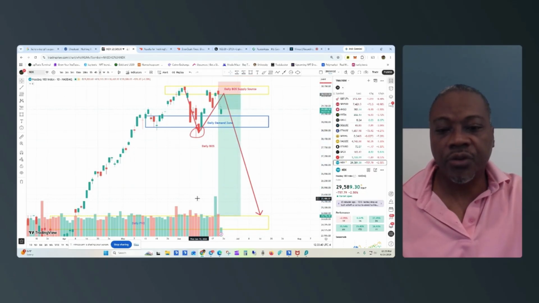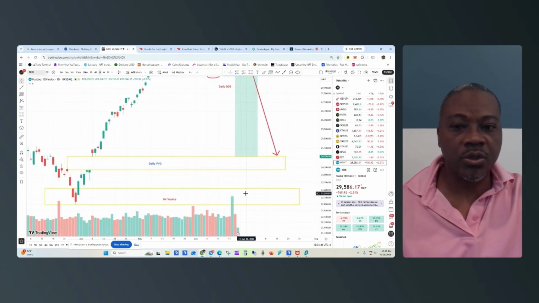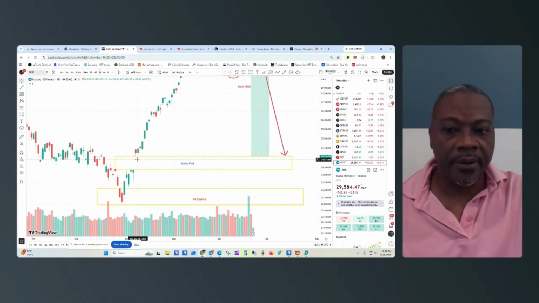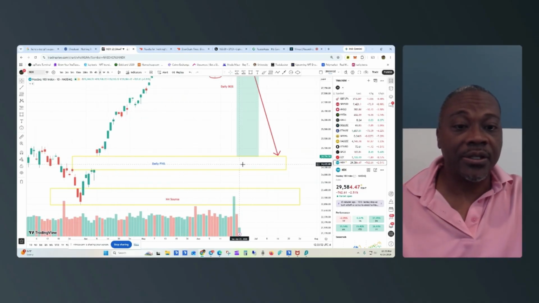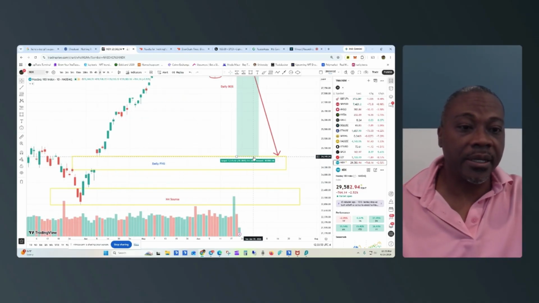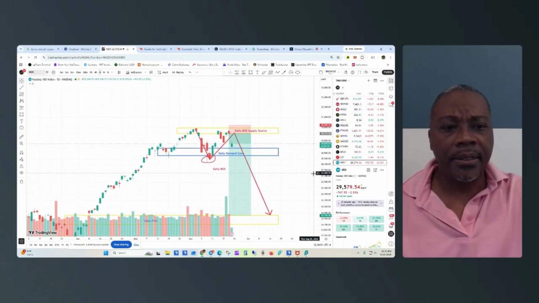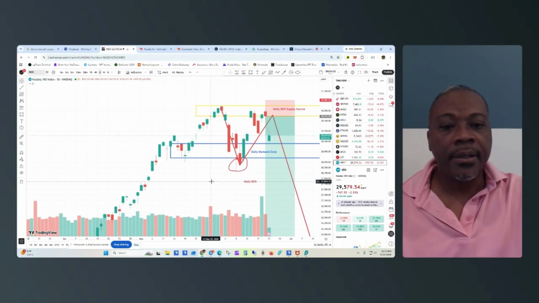So the daily structure here, I'm not going to push this, at least right now, down to this H4 source, because we have a pretty significant daily fair value gap here. Fair value gap and just overall market gap. So I think the target for the NASDAQ is going to be to come back down to this 24,750 area.